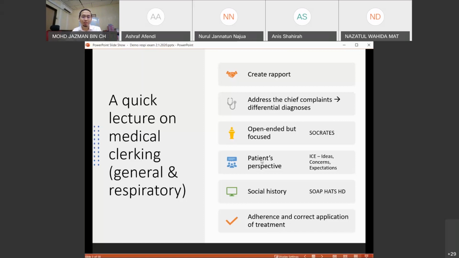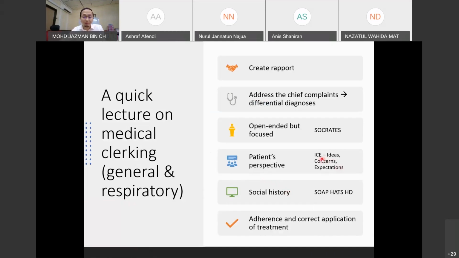Next, you need to ask about the patient's perspective. So how to ask about the patient's perspective is to use ICE: ideas, concerns, and expectations. What I mean by ideas is you need to ask the patient what they think of their disease. What do they think they have? For example, a patient comes with cough, he or she might think that they have cancer. Okay, so they need to have a checkup, right?